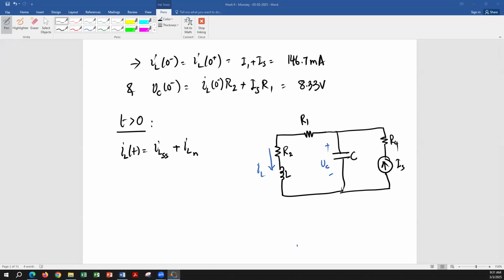So let's go ahead and find the damping of the circuit. Let's see. Open the series RLC. So in this case, R1 plus R2 is going to be the equivalent series resistance, and then L, and then C.